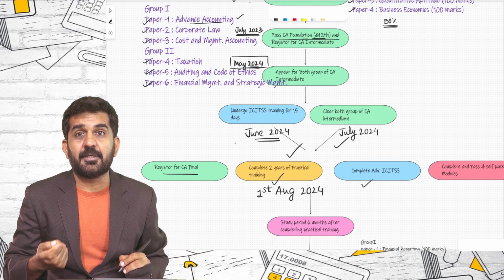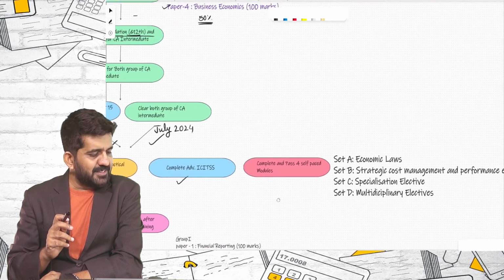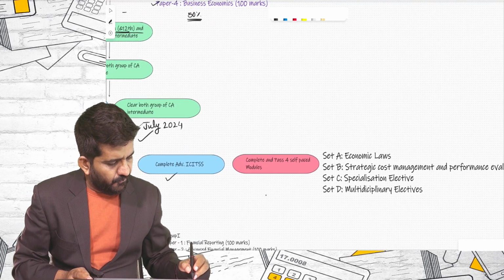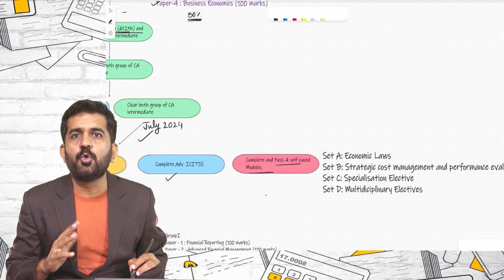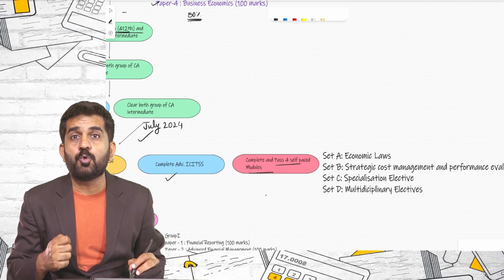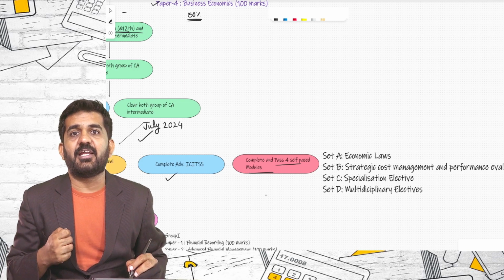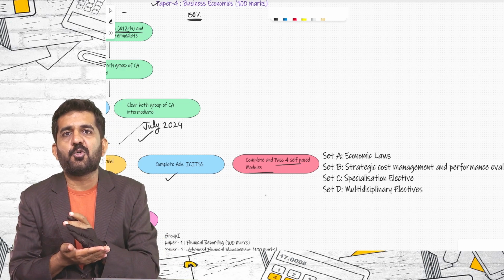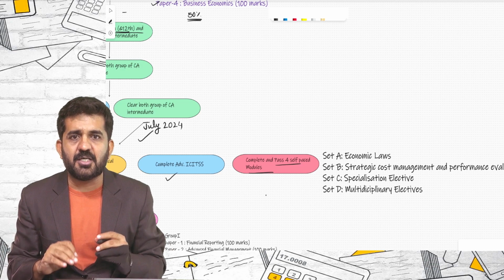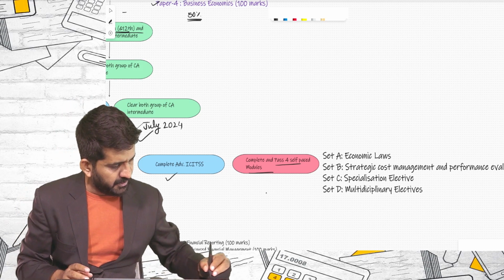And a new concept is introduced, that is passing and completing 4 self-paced modules. This will be during your articleship. You will have to complete these online modules. There will be an examination. Passing criteria are 50%. The marks of this subject will not be included in your Intermediate or Final marks, but you need a minimum of 50% marks to complete these papers.